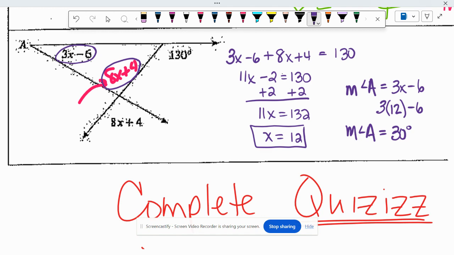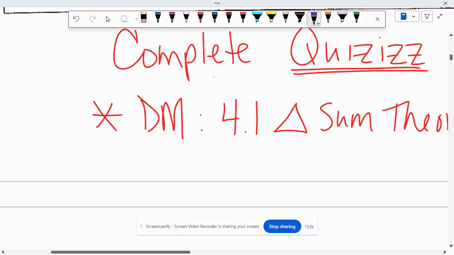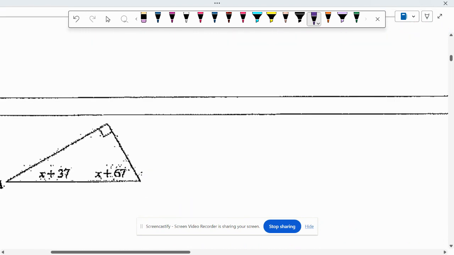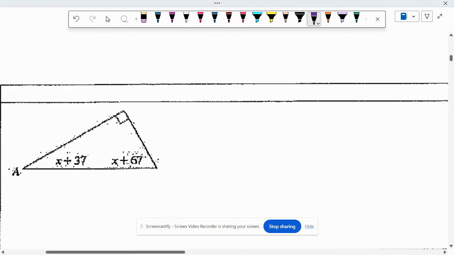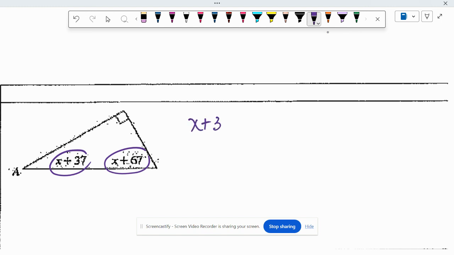Okay. Flip the page, page 5 top. Page 5 at the top. Whenever I have a right angle, you guys know that right angles are what? 90 degrees. So I don't use the whole triangle sum theorem. I just know that 180 minus 90 is 90. So I just set these two guys equal to 90. X plus 37 plus X plus 67 equals 90. Are y'all okay with that?